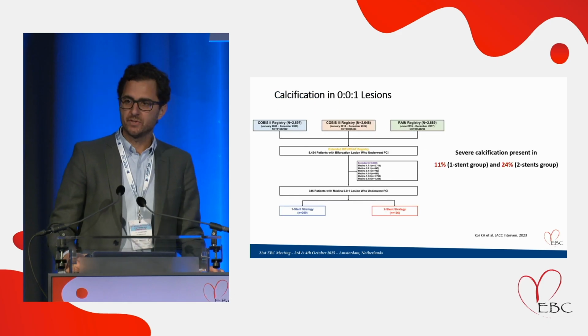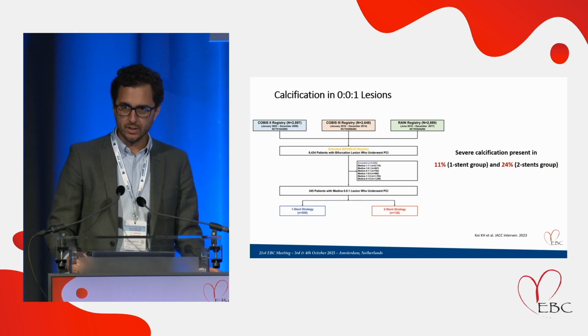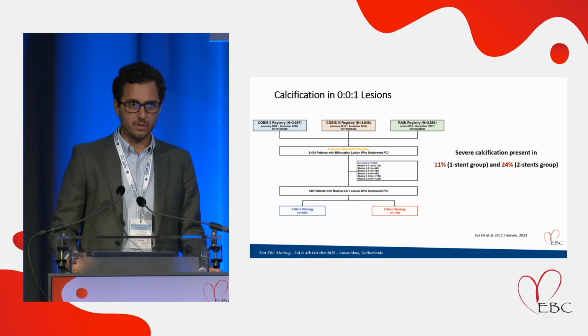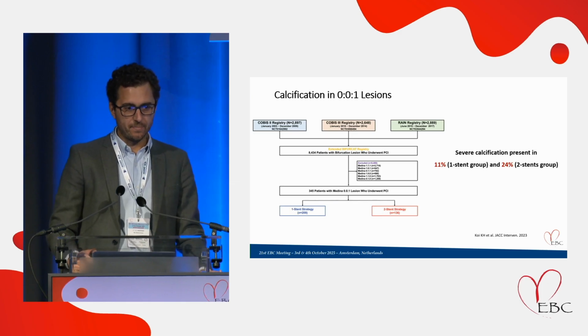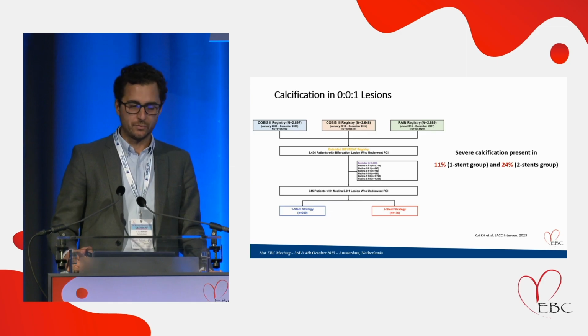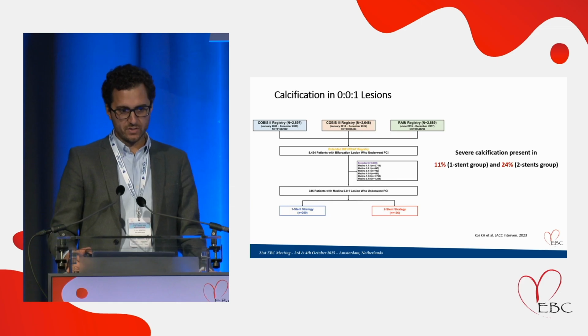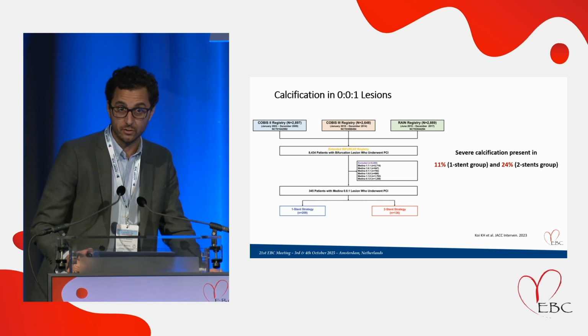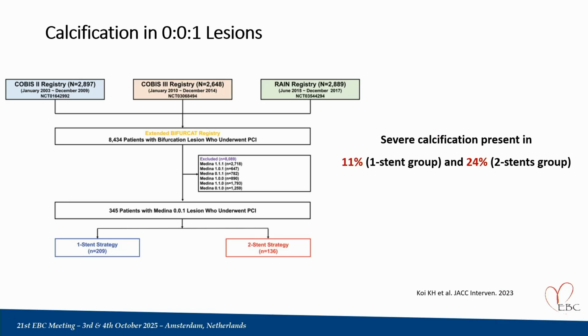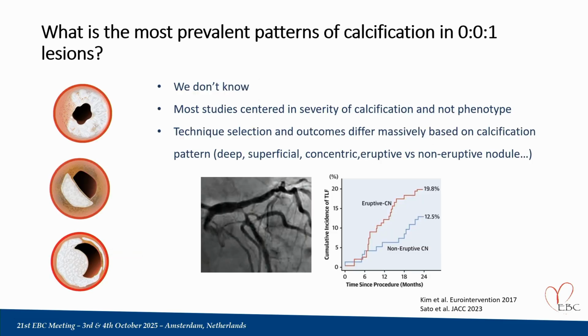So this slide has already been shown. We know that 0.0.1 lesions are really scarce, that we don't find them every day, fortunately for us and for the patient. But the presence of calcification is even more rare. In the collected data of the three major registries, in the group treated with one stent, severe calcification, defined exclusively on the fluoroscopic appearance, was present in 11%, and in the two-stent groups, in 24%. So it's even more rare to find this in clinical practice, right?